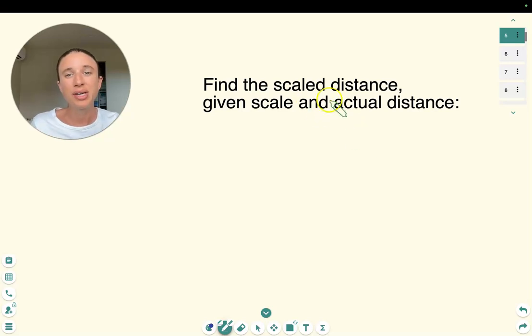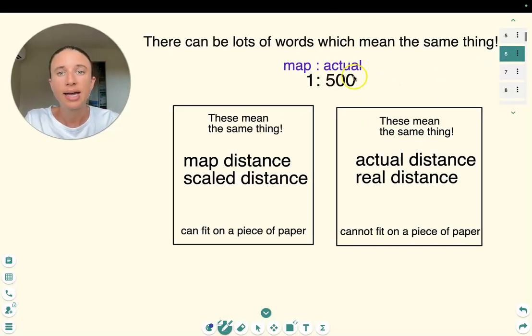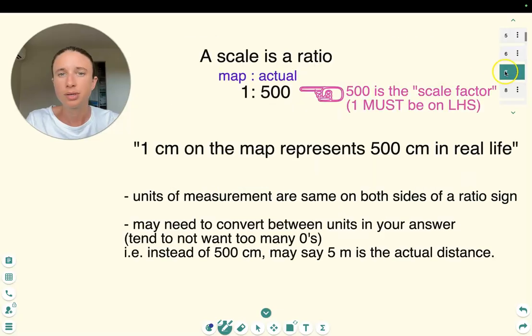Hello, in this video we are going to look at finding the scaled distance given the scale and the actual distance. Okay, a few things. There are a lot of words in these problems which can mean the same thing. I just want you to know that map distance means scaled distance, actual distance means real distance. Okay, left-hand side is your map, right-hand side is your actual.